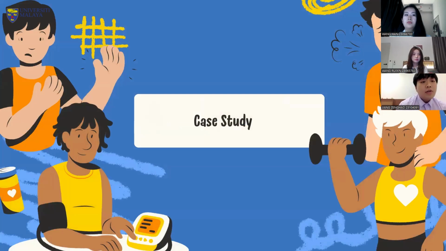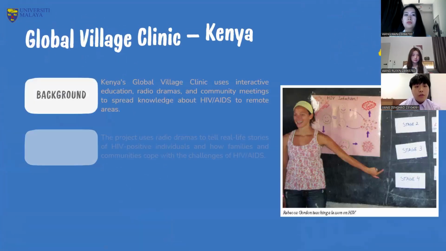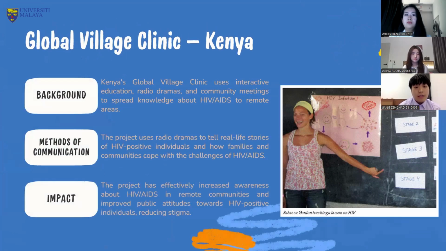All right, thank you so much. So here we can see it's about the case studies. We found two case studies, and those examples use different methods to help people better understand and accept health information. Here are two examples. The first one is Kenya's Global Village Clinic. This project shares information about HIV through interactive education, radio dramas, and community meetings in remote areas.